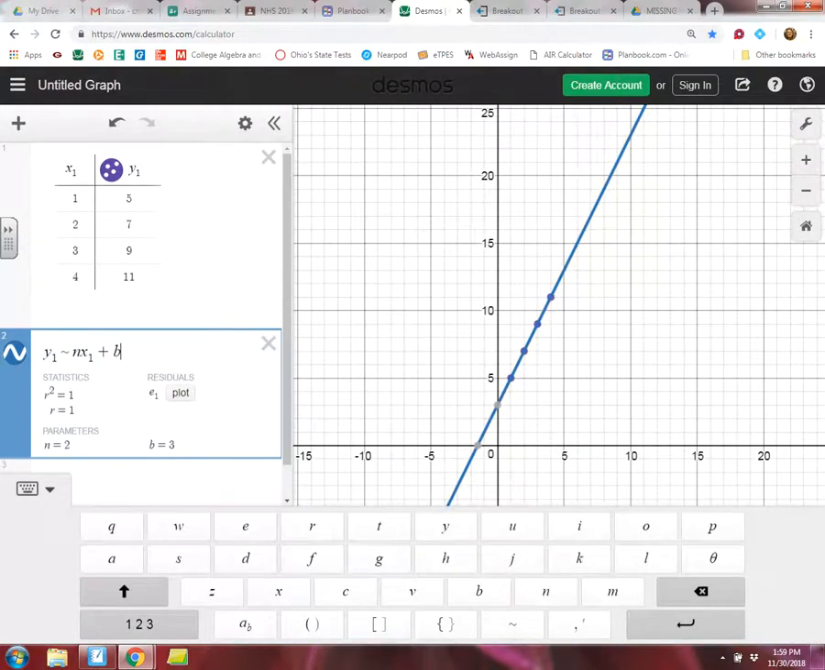Okay, so can you guys look at your M and your B and select the correct answer, please?